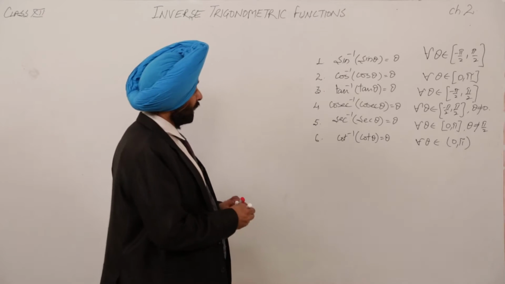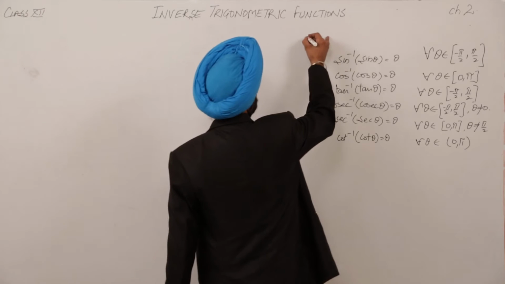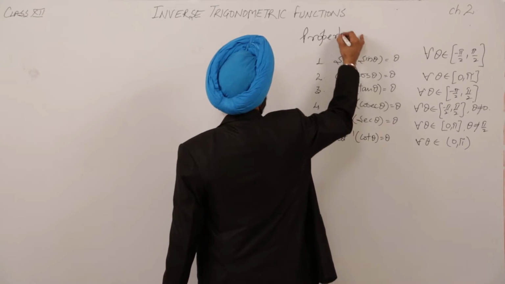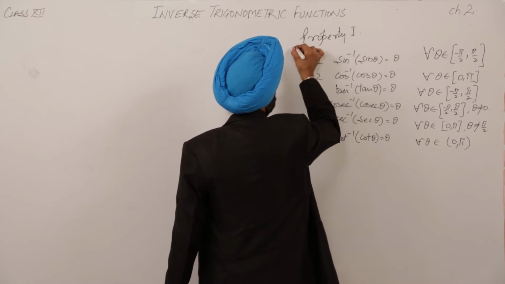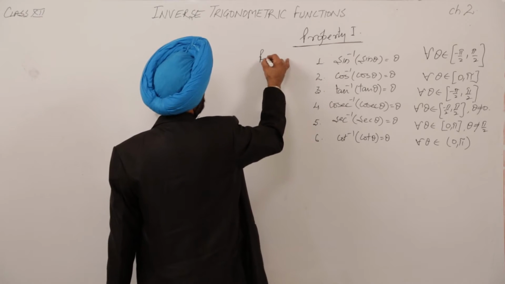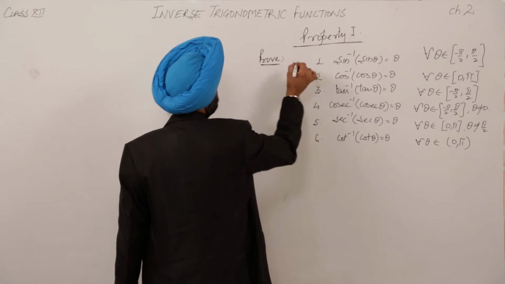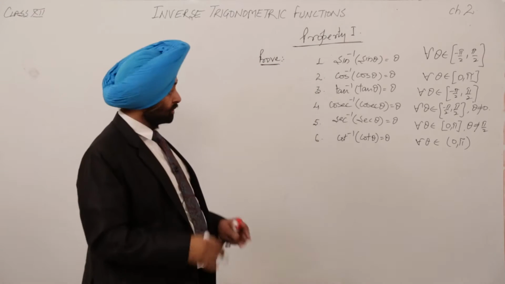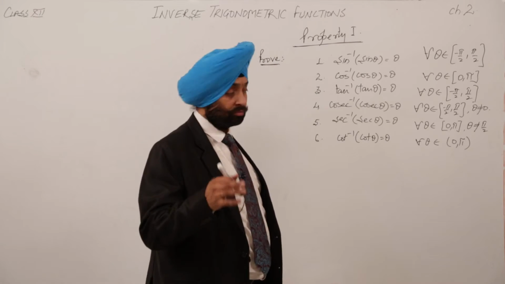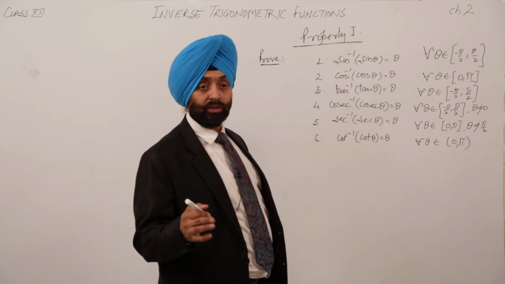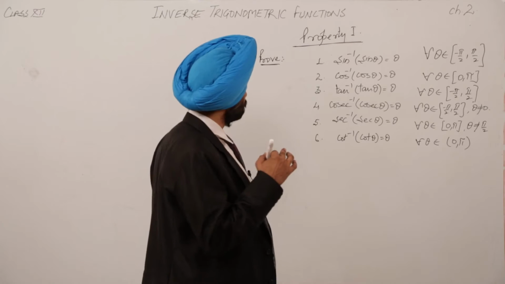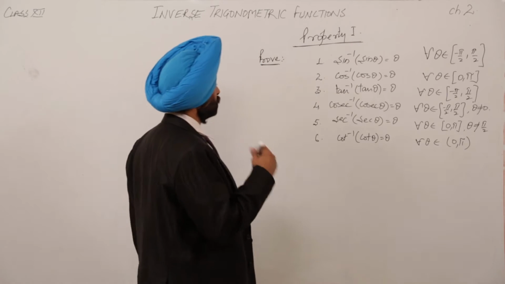So I have written on the blackboard, and this is property 1. Now property 1 we have to prove. Suppose we are having 6 results where sine inverse sine theta is equal to theta. We have to prove this, sine inverse sine theta is equal to theta, because this is very important and it is very helpful for us for solving the entire questions.